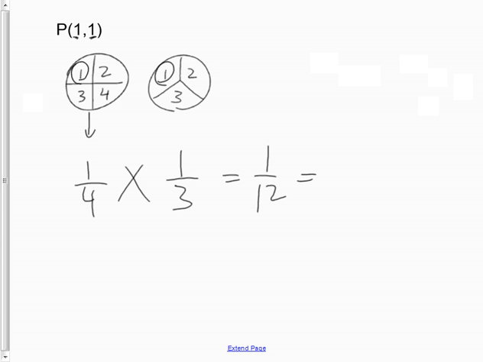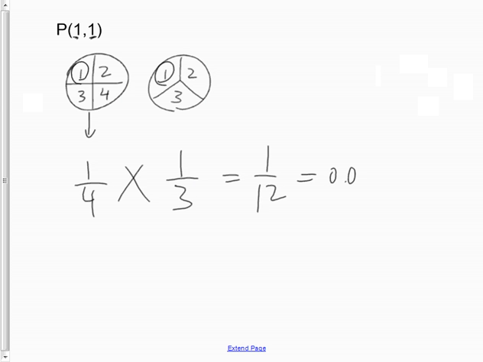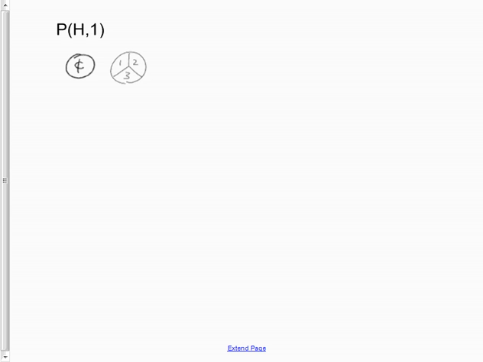Which as a decimal, if I take my calculator, equals 0.083 repeating, which is approximately 8.3%, or approximately 8% if you round to the nearest whole number, both of which are correct. All right, press pause here, see how well you do.